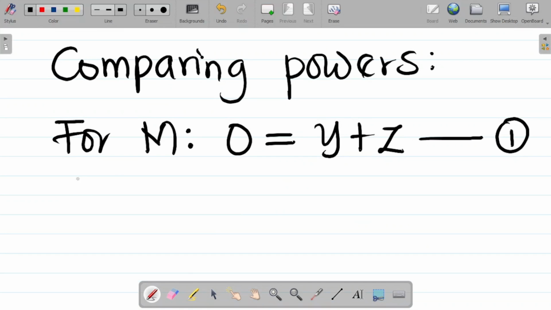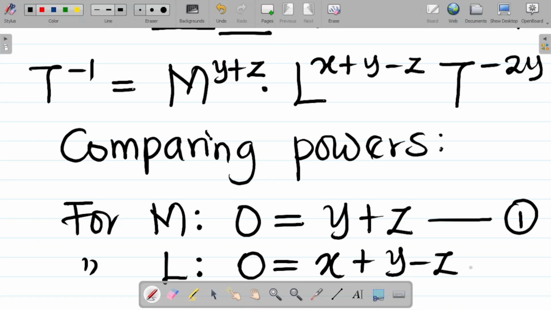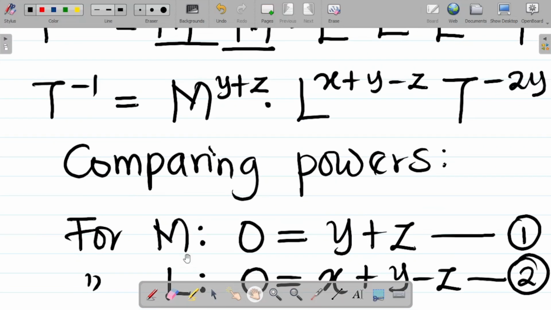Let's take l. For l, what do I have? Looking at the left hand side again, observe that there's no l on the left hand side of the equation. Again, we write 0 is equal to, for l on the right hand side of the equation, the power there is x plus y minus z. Call this equation 2.